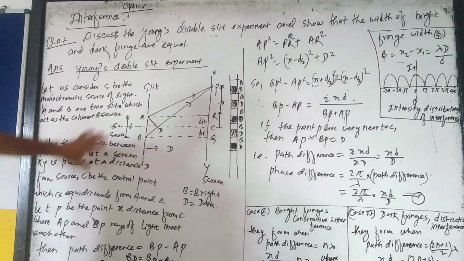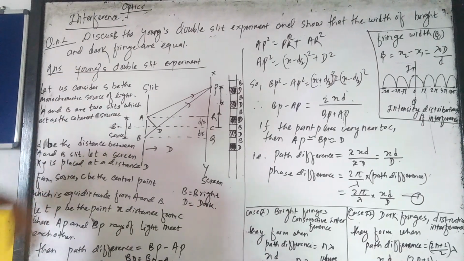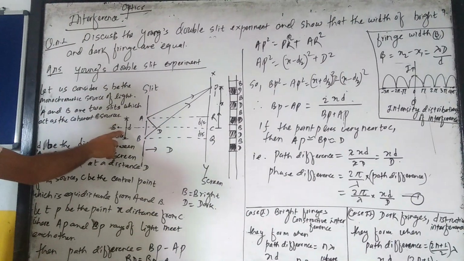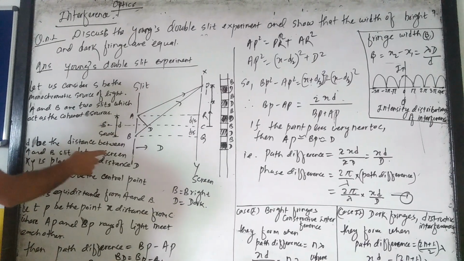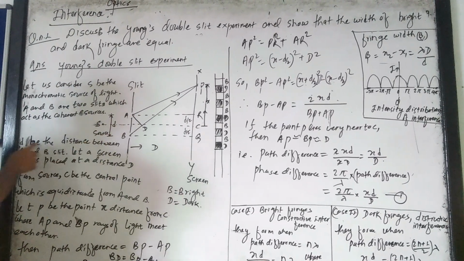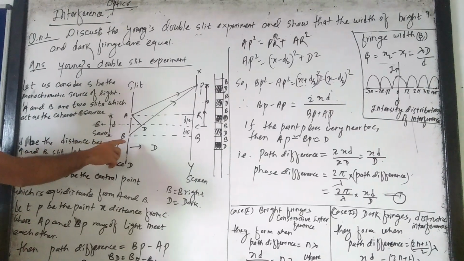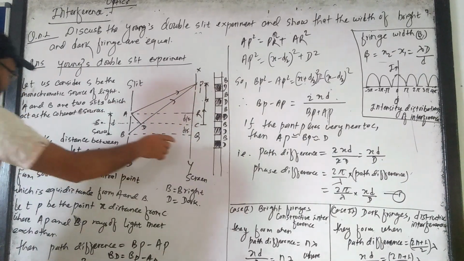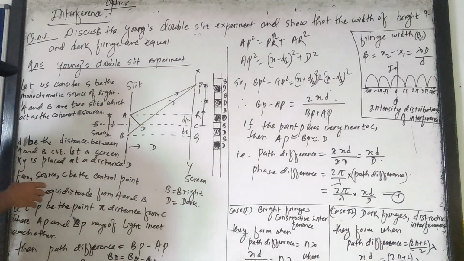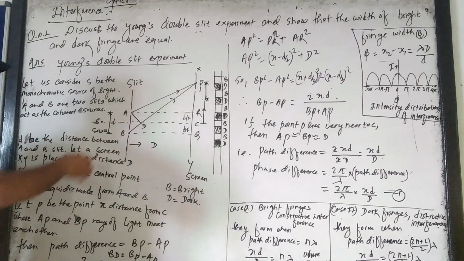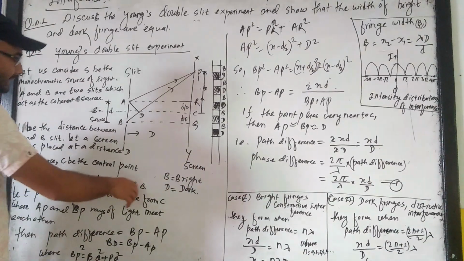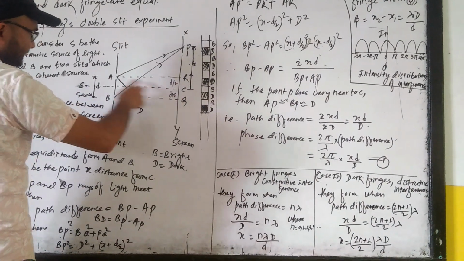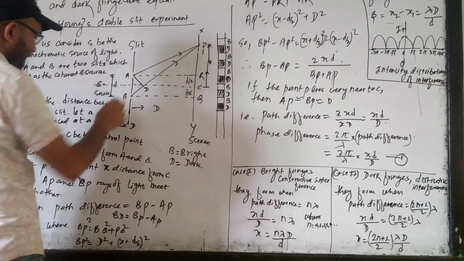Here is given the explanation of this whole Young's double slit experiment. Let us consider S as the source of monochromatic light, and A and B are the two slits which act as coherent sources, and small d is the distance between A and B. Let's say the screen XY is placed at distance D from the source. The center point is C, which is at equal distance from A and B, so C is in between A and B.